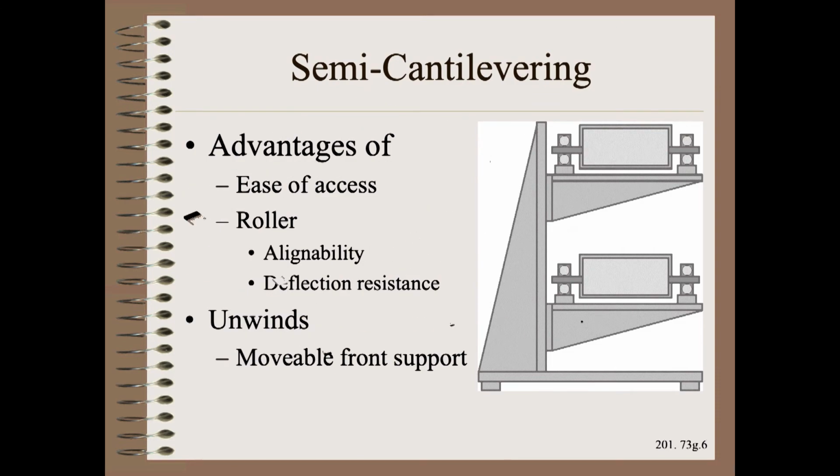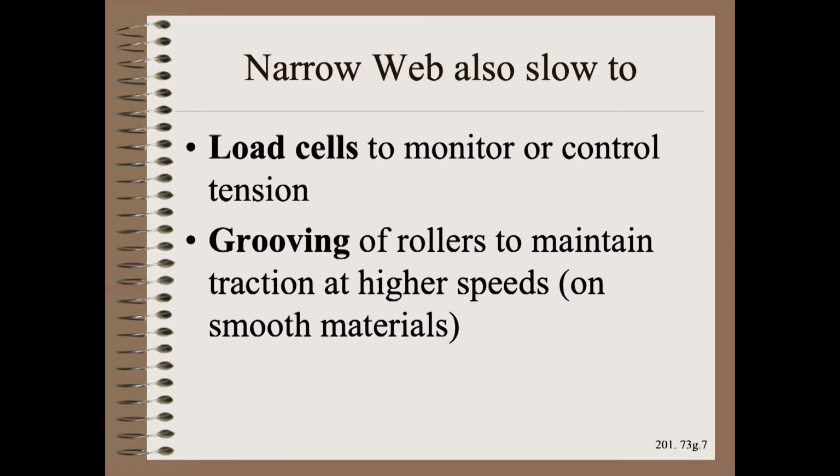Like many other industries, the narrow web was slow to move to load cell tension feedback and control. They also did not always maintain traction on rollers as design speeds increased. Film and paper know well when and how to groove rollers to handle air. Narrow webs, not so much.